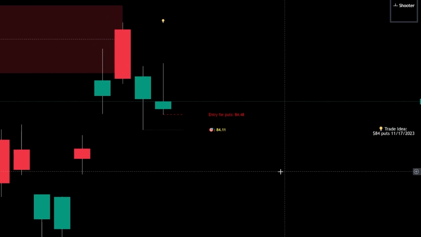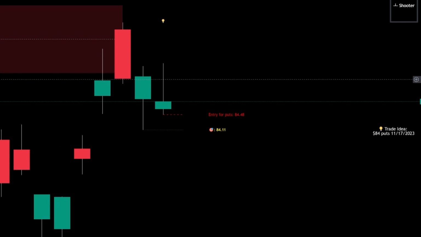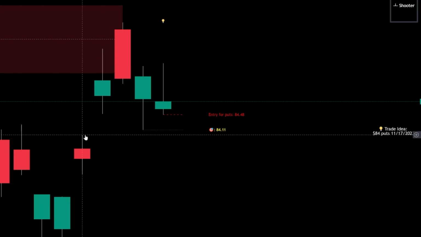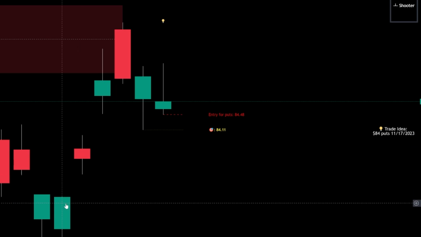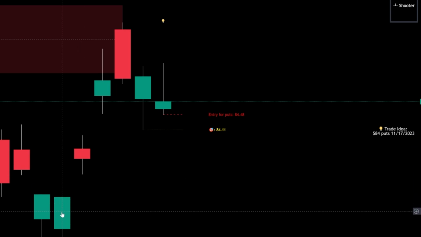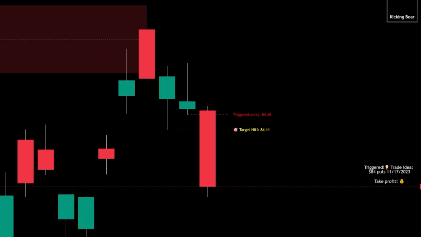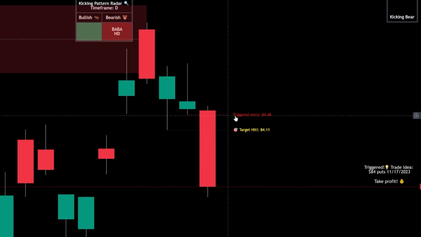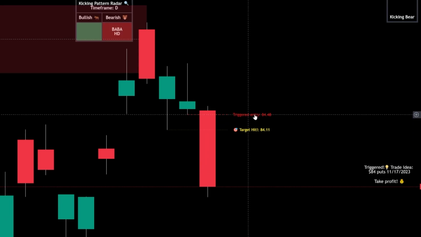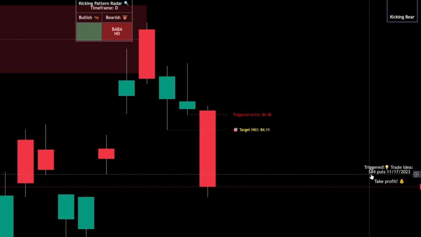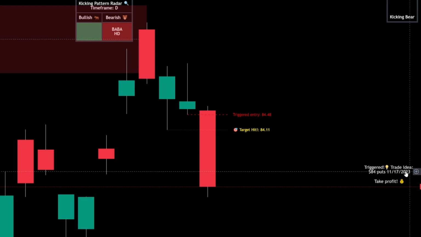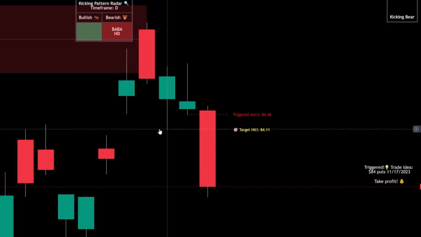What AutoStratic isn't pointing out to us, but I can use some of my brain, is that we actually had quite a few open gaps here. And the one thing that we know about gaps is that they like to get filled. So what do you think happened going in today? AutoStratic triggered the entry. $84 puts were taken. We hit the target.